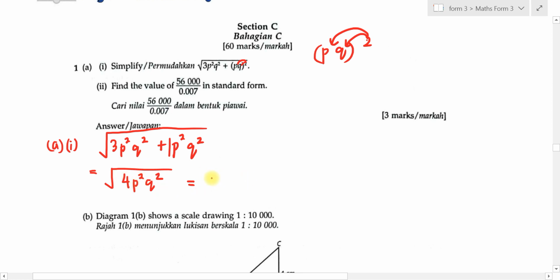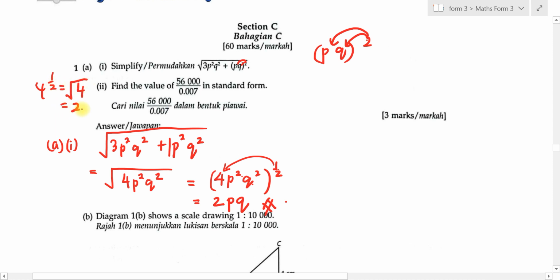The square root of 4 is 2. You also can write it like this, power 1 over 2. So 4 power 1 over 2 is the square root of 4, which is 2. p power 2 times 1 over 2 is just p. For the q we have power 2, multiply 1 over 2, it becomes just power 1. So 2pq, that is the answer. Okay, 4 to the power 1 over 2 means the square root of 4, which equals 2.